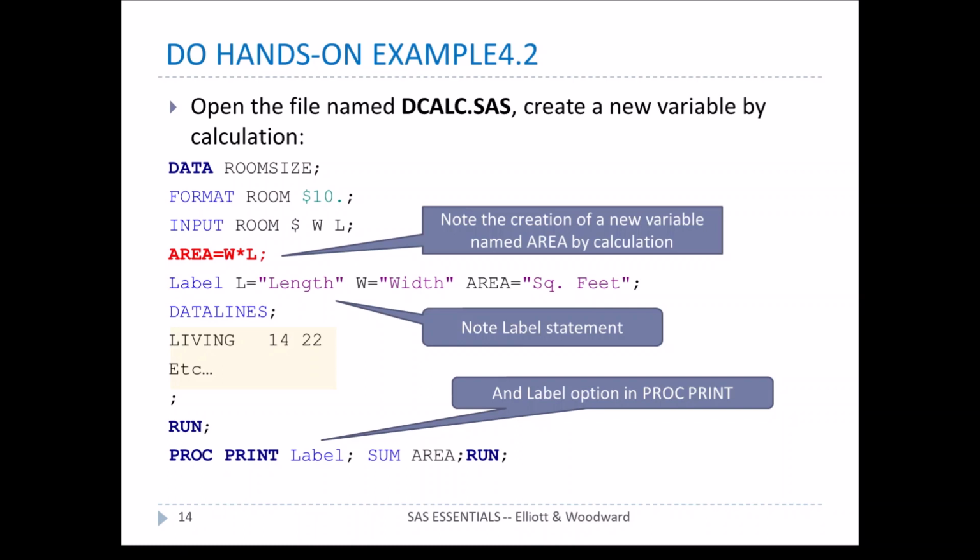And then in the proc print statement, we're going to include that label option so that it will print out the labels. We're also adding another option. We haven't really talked about it yet, and we'll talk about it more when we discuss proc print. But the sum area statement is another statement that we're going to include in here to give us a sum of all the area calculations we've made.